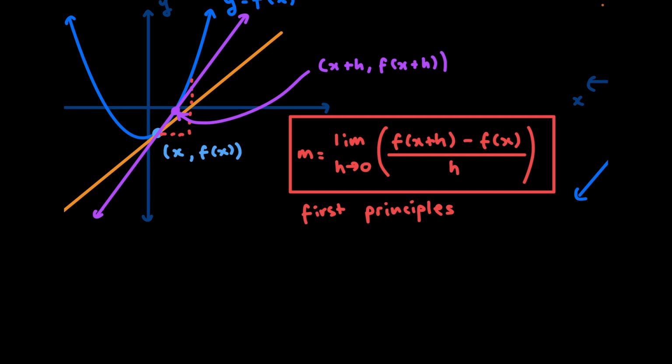And that would exactly give you the gradient of this orange line. And that is how you do differentiation by first principles. That's where this formula comes from, in order to work out the instantaneous rate of change at a single point.